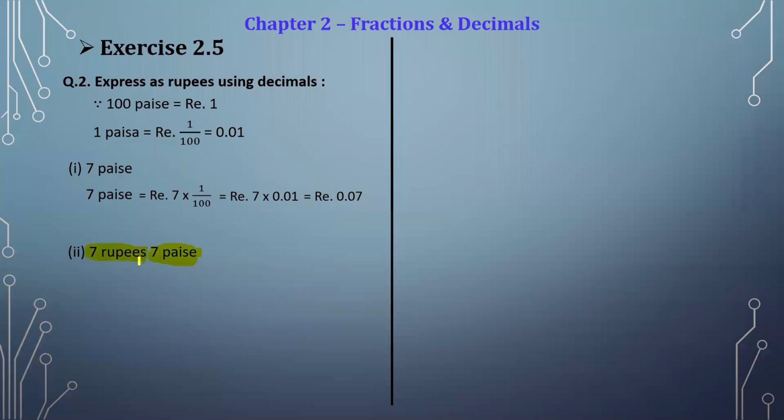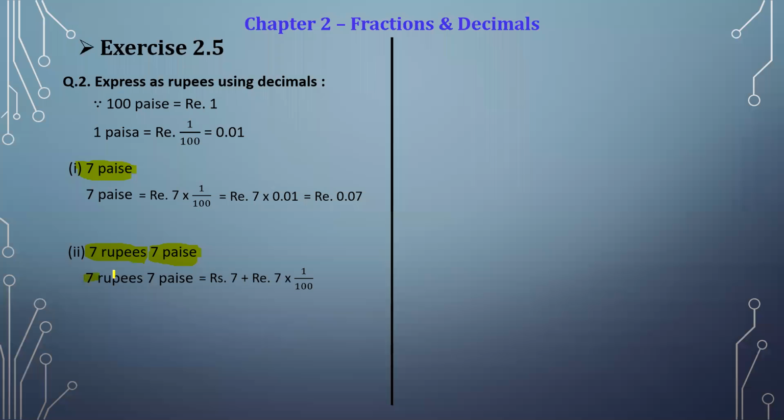Now different steps are there. Initially only paise was there, rupees were not there. But here rupees as well as paise are there. So you have to first convert these paise into rupees, and then you have to add that to the 7 rupees. So therefore the conversion will be like this: 7 rupees 7 paise can be converted like this.